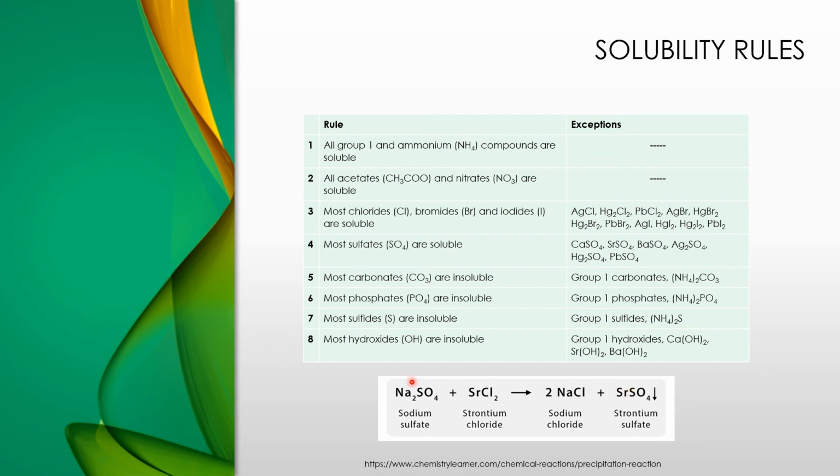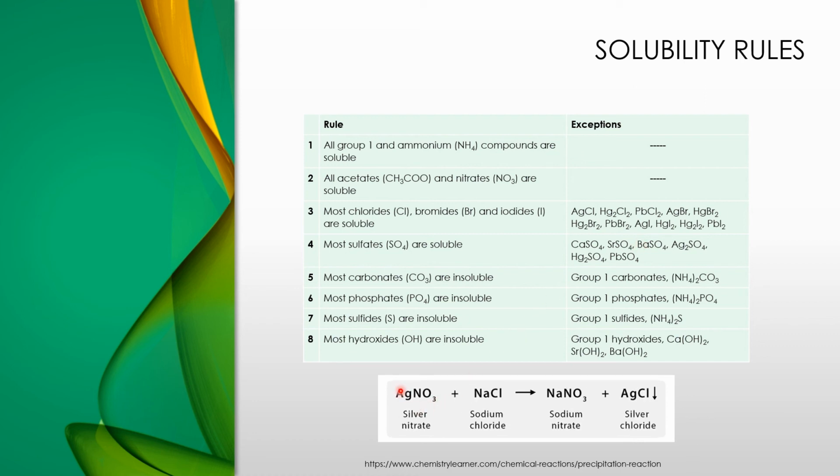Similarly, this is a group 1. Most chlorides are soluble. Strontium is not one of the exceptions listed in rule number 3. Sodium chloride is also soluble, again, group 1. But strontium sulfate, if we look, most sulfates are soluble except for strontium sulfate being one of those exceptions. So it is insoluble. It will form a precipitate.